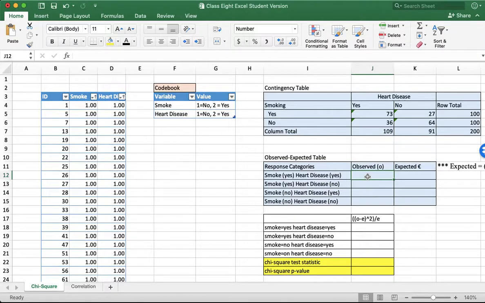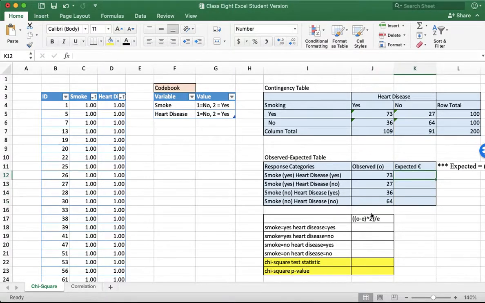Now, the next table you want to create is this observed and expected table. And observed is the most straightforward. Here we're just reorganizing the information that we have in our contingency table. So for all the people who smoked and had heart disease, here we can see in the yes, yes column, we'll want to indicate 73 here. For all the people who smoked but did not have heart disease, we have 27, which we can indicate here. For the people who did not smoke but had heart disease, there were 36. And for the people who did not smoke and did not have heart disease, there are 64.